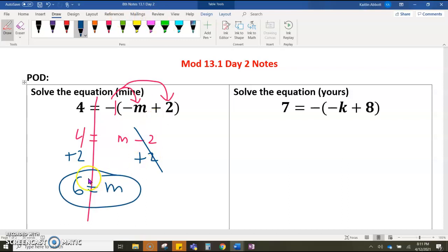All right. Take this time to do your problem of the day on Nearpod. So go on over to Nearpod and take some time to finish this.